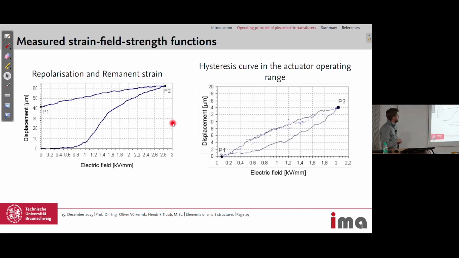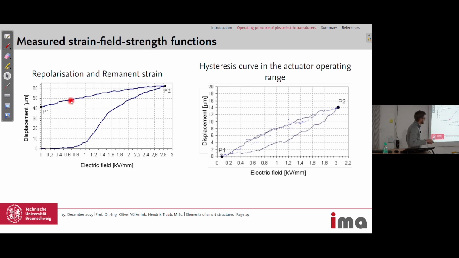These are some real measured butterfly curves and hysteresis to have some numbers. Here we have the electric field in kilovolts per millimeter, and the displacement also in millimeter. We are going up to 0.2, where we have 2.8 kilovolt per millimeter and an elongation of around 60 millimeters. If we remove the field again, we still have 40 millimeters. So this would be the remanent displacement.